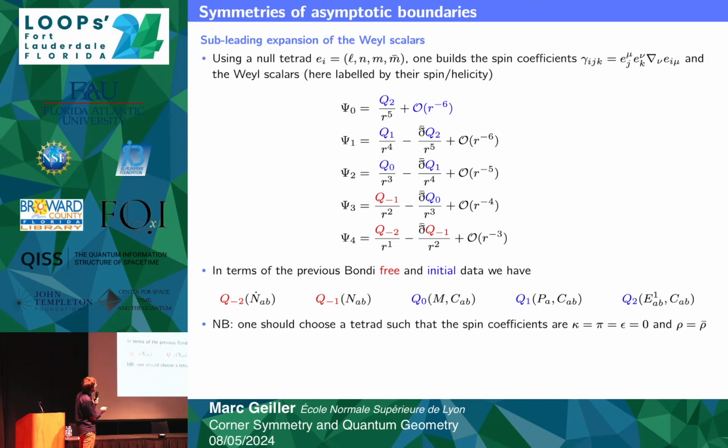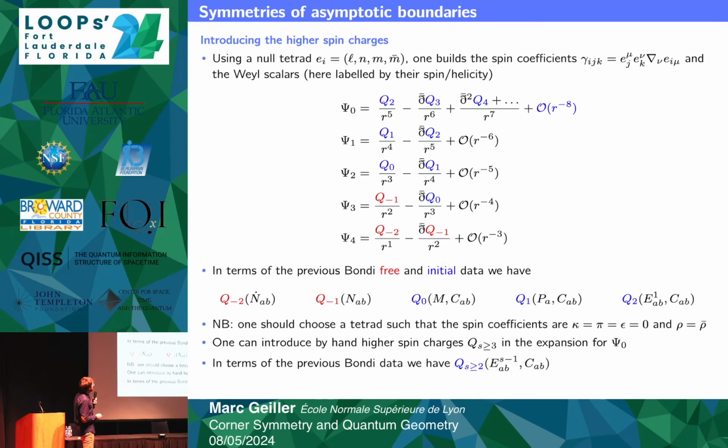So Q_{-2} at subleading order is ð̄ of the charge of spin -1. Here you have ð̄ of the charge of spin 0, ð̄ of the spin 1. So this suggests that in this expansion for ψ0, you could also introduce higher spin charges. And you can actually do that by hand, so just do a change of variables if you want.